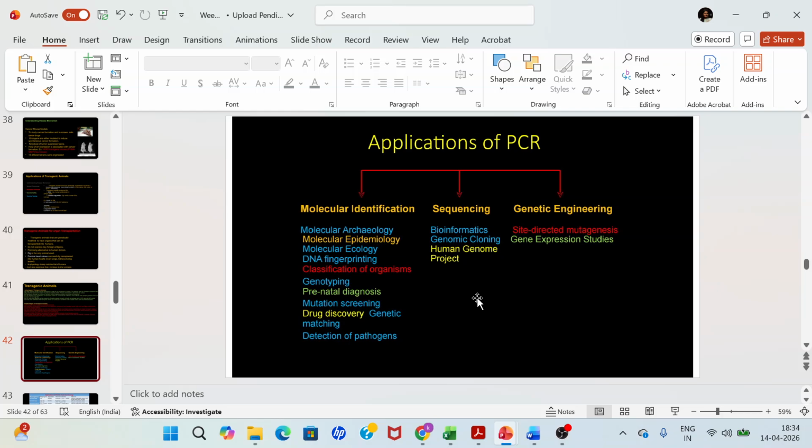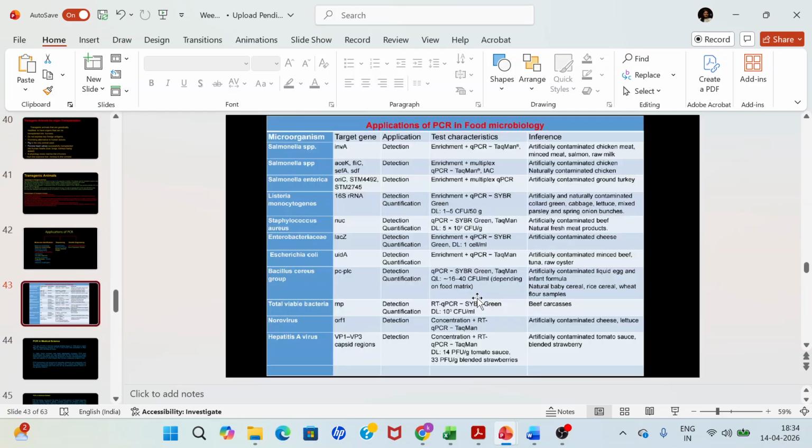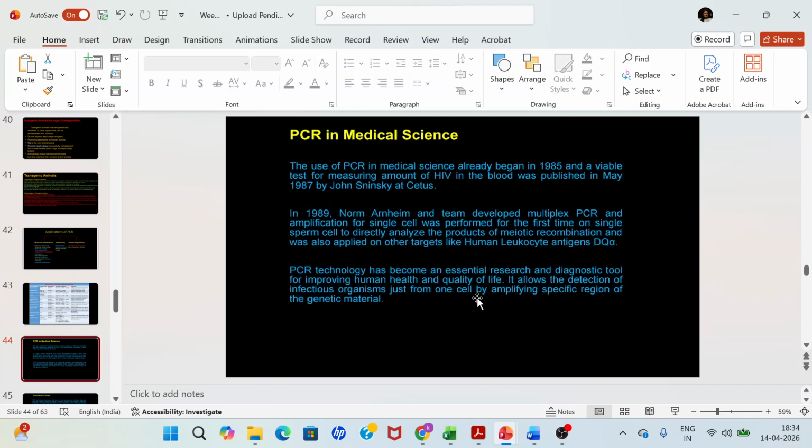Then the application of PCR. PCR is used first for amplification of your gene of interest, for molecular identification, and for sequencing. If you remember, we learned about Sanger sequencing, Maxam-Gilbert sequencing and all, and genetic engineering, obviously for molecular cloning. So we are again not going into the detail of the applications of PCR in food microbiology, PCR in medical sciences.